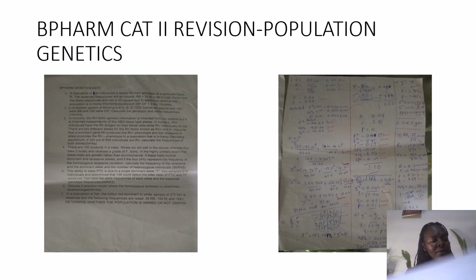Question number 6. Selection model where the homozygous dominant is selectively disadvantaged.